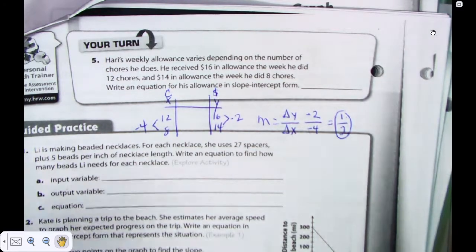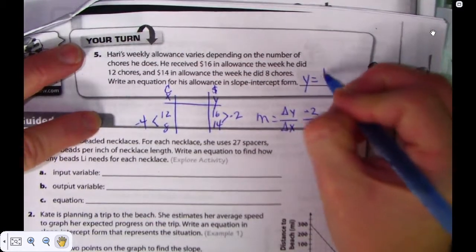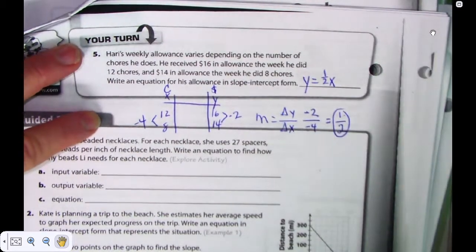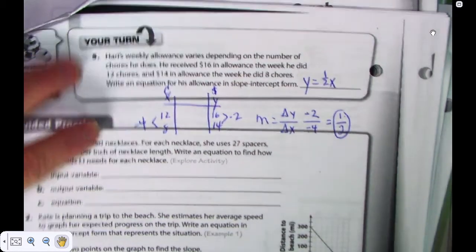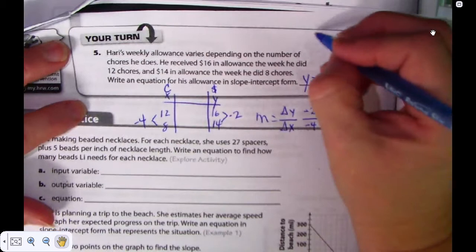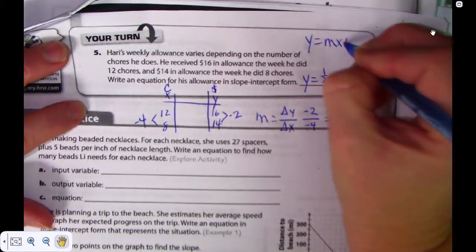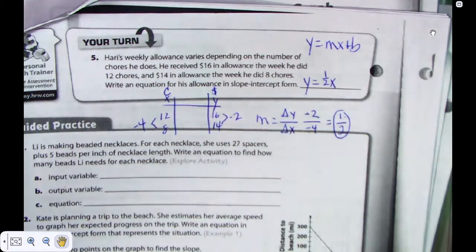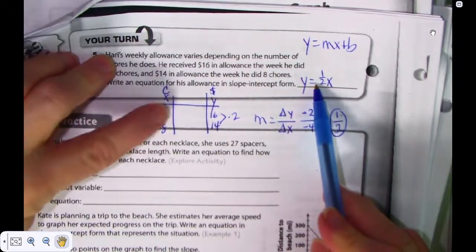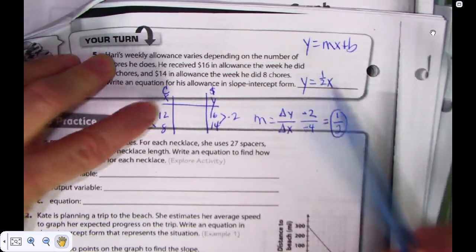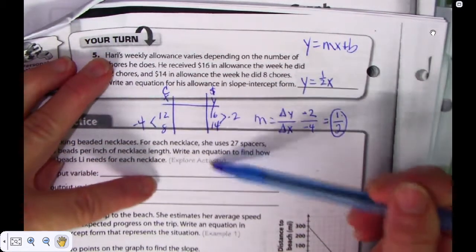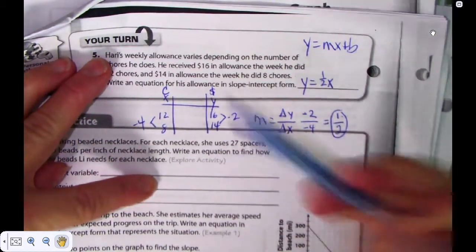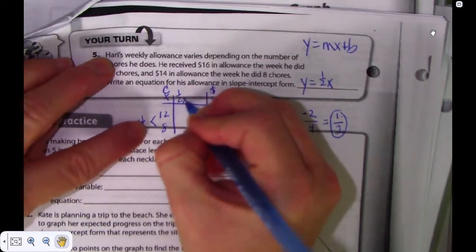Yeah. So I know that y equals 1/2 x. Are we all understanding? We're writing it in this form. Okay, y equals mx plus b. That's the slope-intercept form. So 1/2 is our slope. Now we got to find the y-intercept. We could count down to 0, and it wouldn't be that hard. But look how easy this is. 1/2 x.